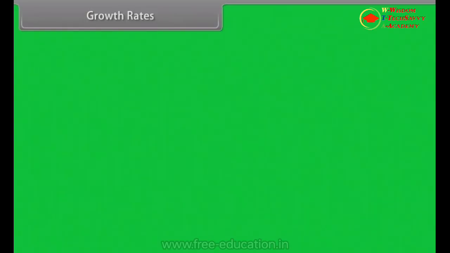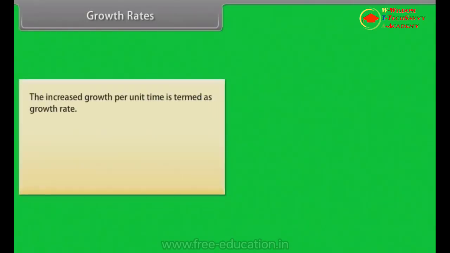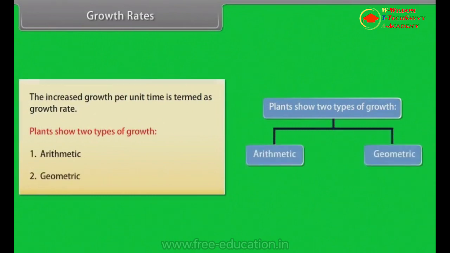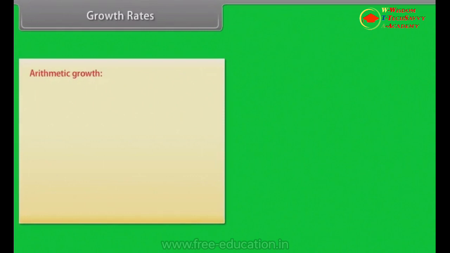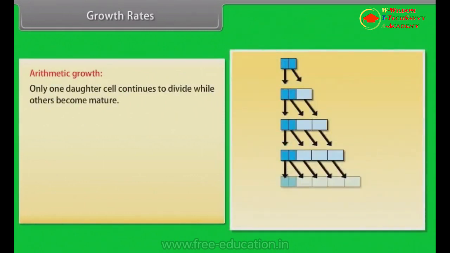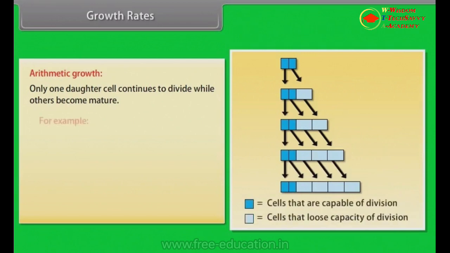Growth rates. The increased growth per unit time is termed as growth rate. Plants show 2 types of growth: arithmetic and geometric. Arithmetic growth. Only one daughter cell continues to divide while others become mature. For example, root elongating at a constant rate.